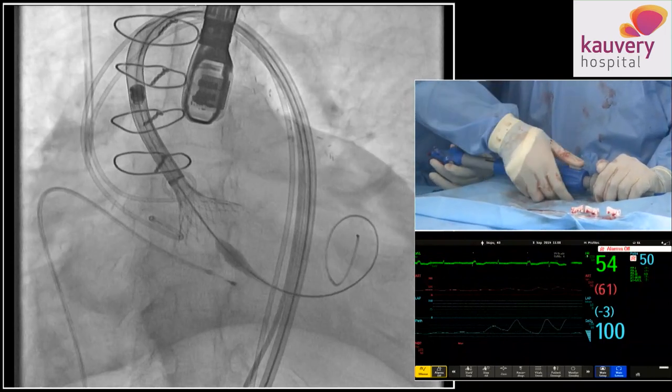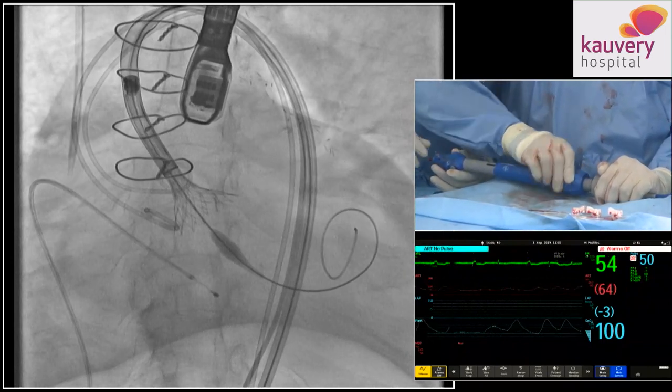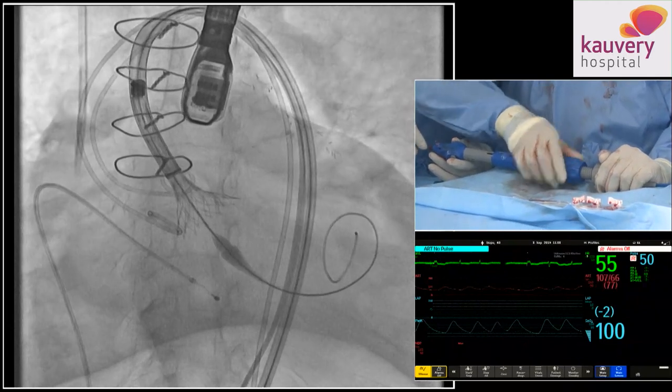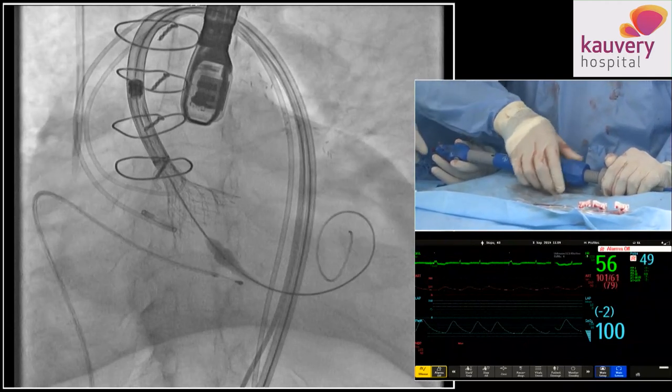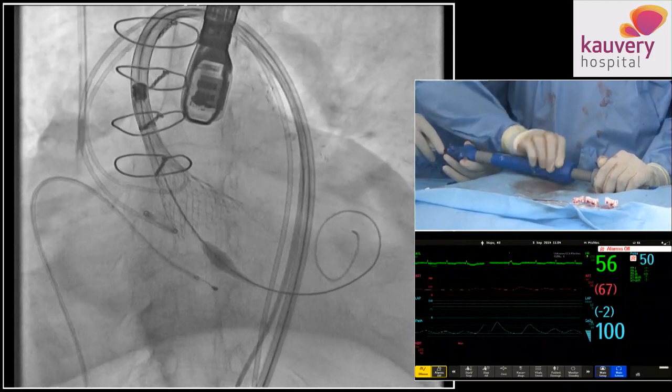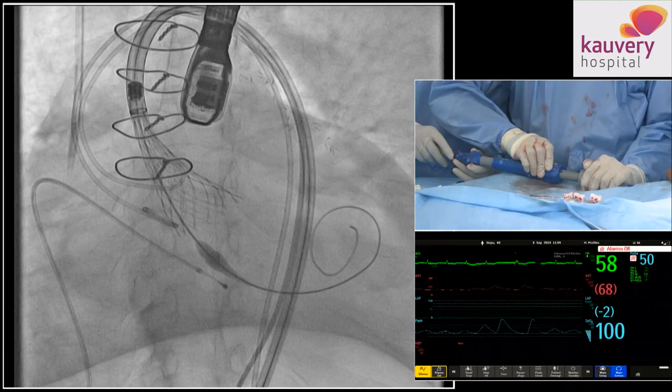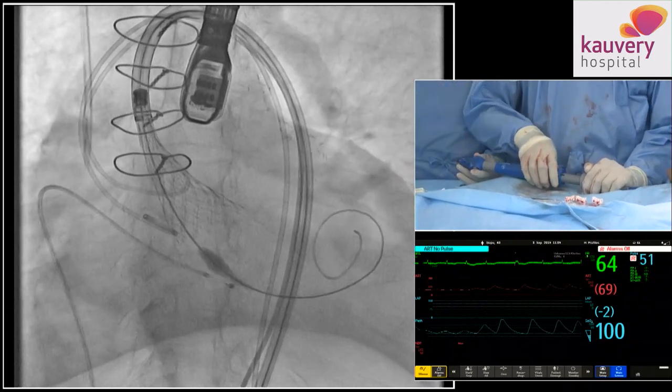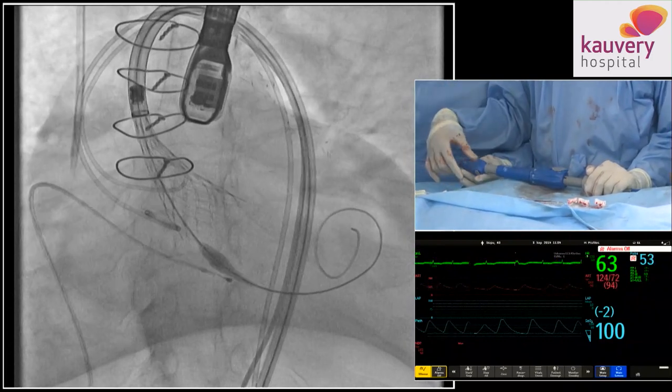Okay, now start releasing again. Don't move the wire. Don't move anything. I like this one. Do it faster now. Don't do anything. Great. It's a very good position. The pressure is okay. The position looks better now.